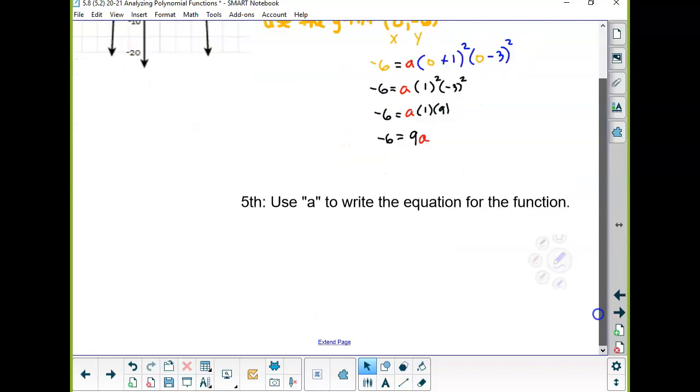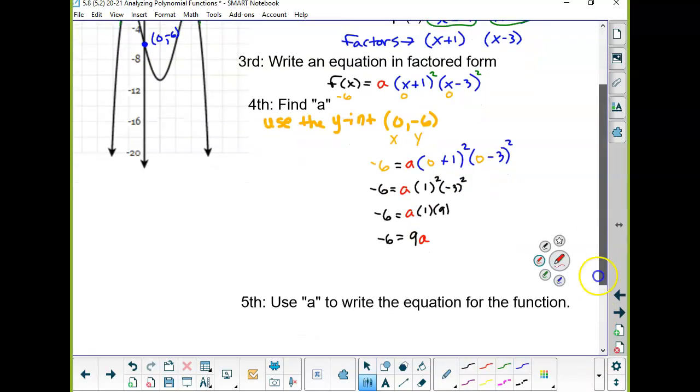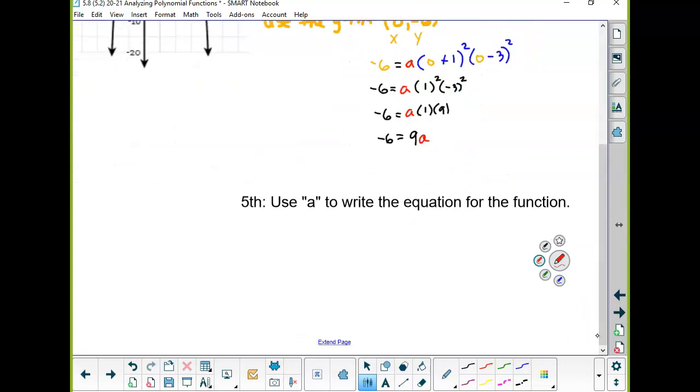And then I have to solve for a. So I just have to move the 9 over to the other side with division. And then 6 over 9, that reduces down to negative 2/3.